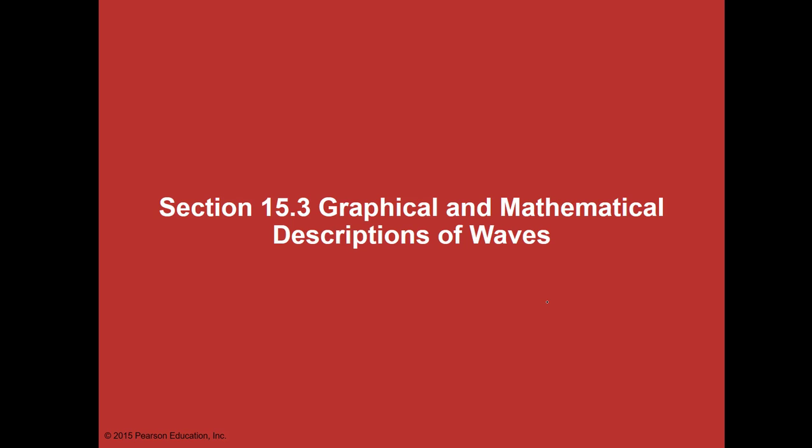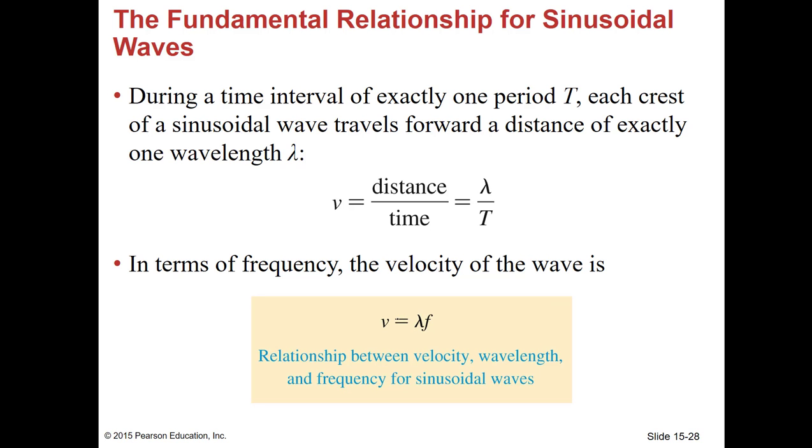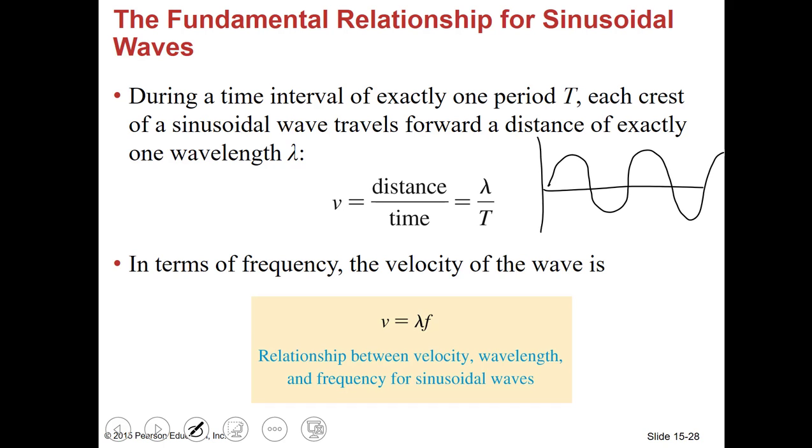So let's just see the last section here: graphical and mathematical description of waves. I'll have to draw a picture for this one. So if you have a wave, I'll just draw what you might have seen before with waves. Something like this. The distance from peak to peak is called the wavelength. So lambda is the wavelength. How long does it take the peak to go from here to here? Well, remember what the period is. That's the time for one oscillation.